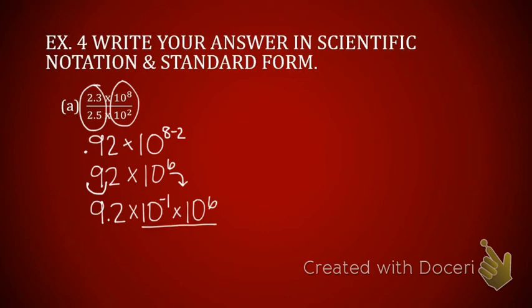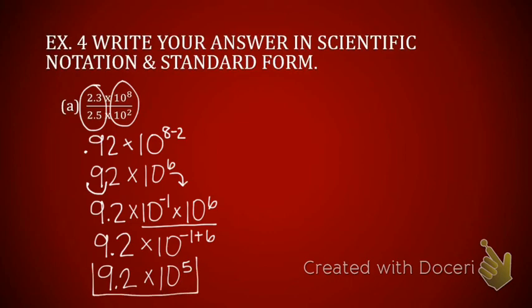So here we are again. What property are we going to use right here? Okay. Product, power of a power, or quotient? This is product. You're multiplying 2 powers with the same base. So we get 9.2 times 10 to what power? The 5th. Because, again, let's show the work. My negative 1 plus 6. So 9.2 times 10 to the 5th. Now, that is the answer in scientific notation.